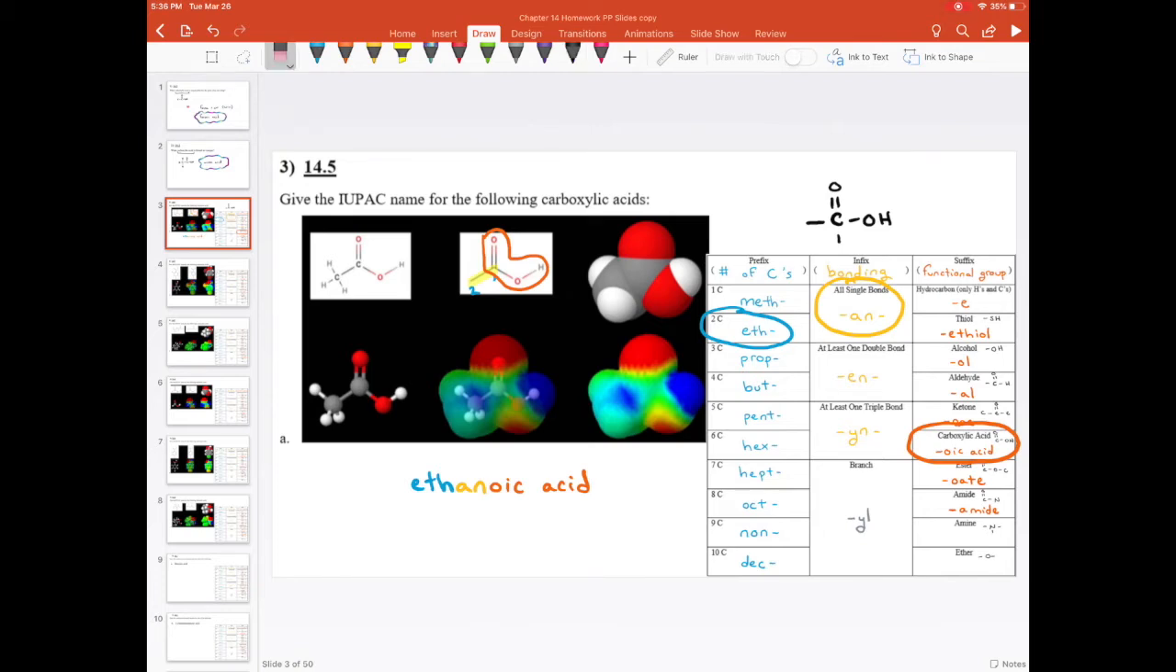So you don't have to say where a carboxylic acid is. You don't have to give a number for it. So the name for this molecule would be ethanoic acid. That's the IUPAC name. There's also a common name for this, and that's acetic acid.